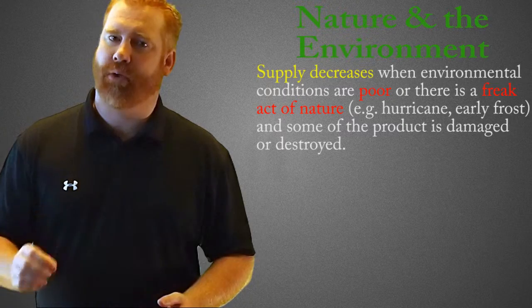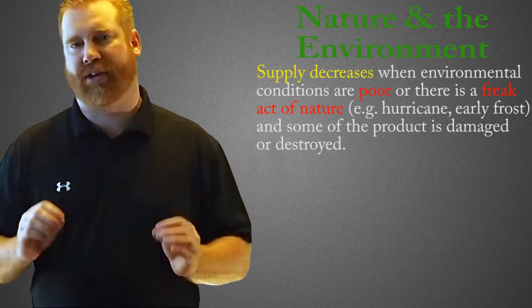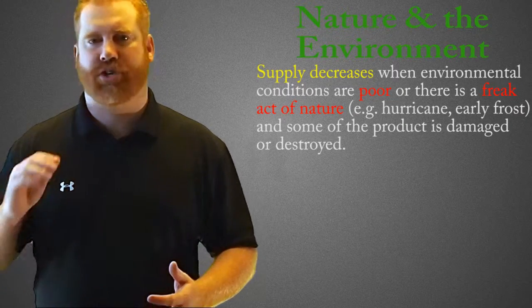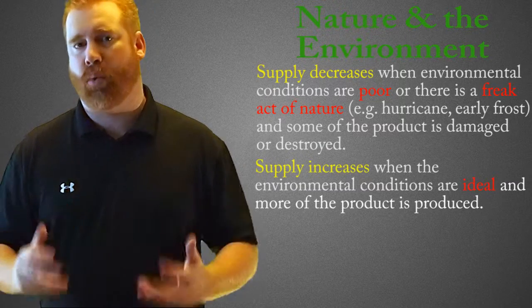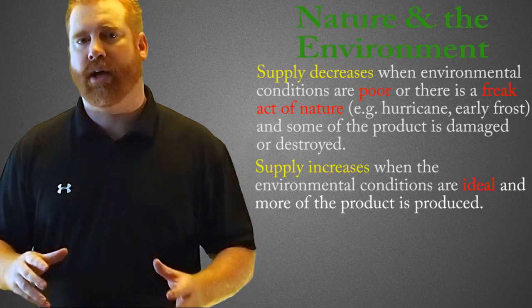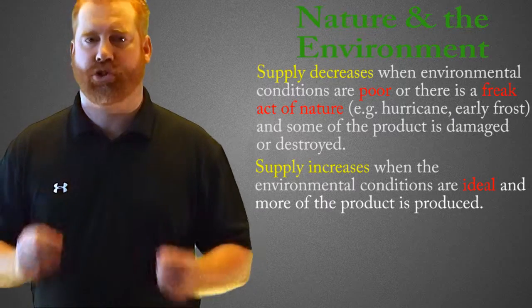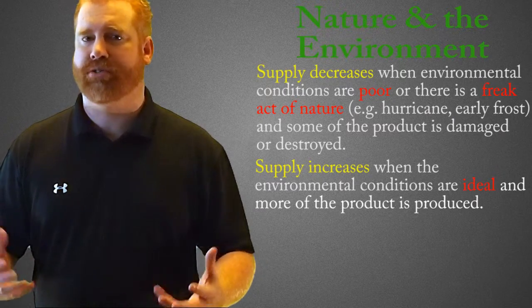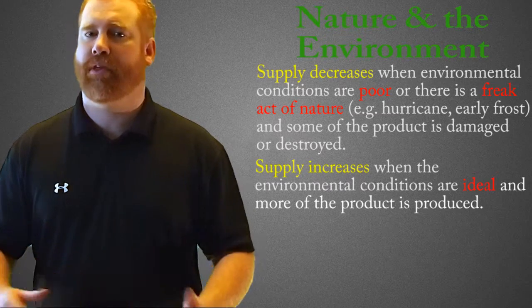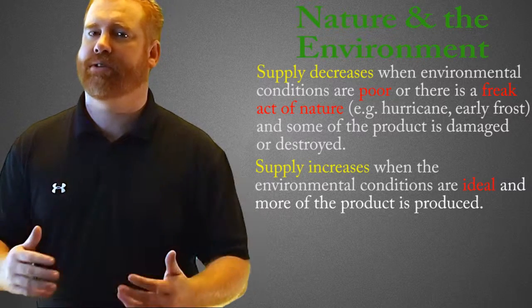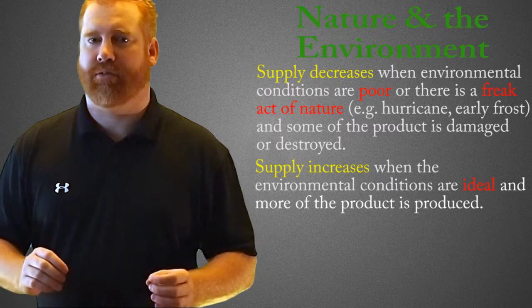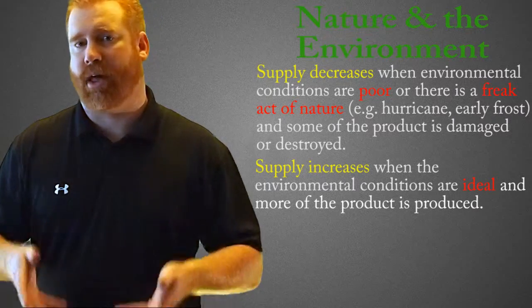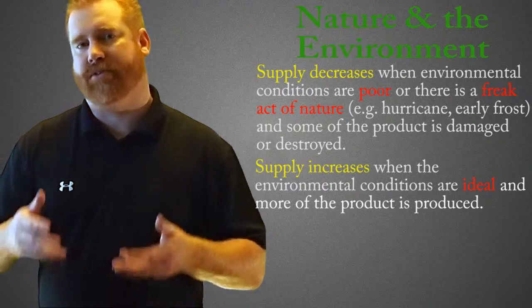Now this can work the other way. Perhaps conditions are perfect or ideal, and there's just the right amount of rain and such for crops. So perhaps that's what happened with our oranges. Ideal conditions in Florida led to there being a huge orange crop. All these extra oranges, what are they going to do to sell them? Well, they've got to lower the price. So an increase in supply causes the price to fall. And that is nature and the environment. When conditions are good, supply increases. When conditions are bad, the supply drops.